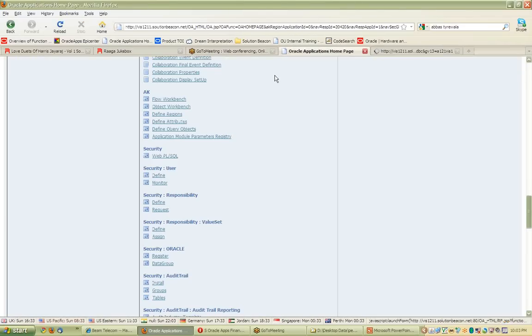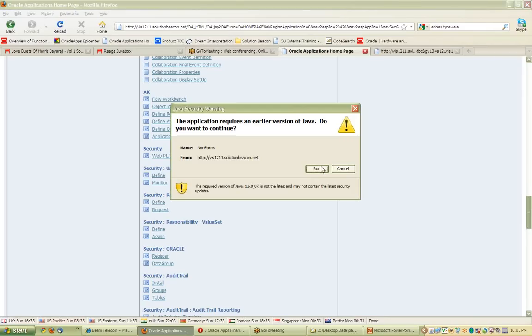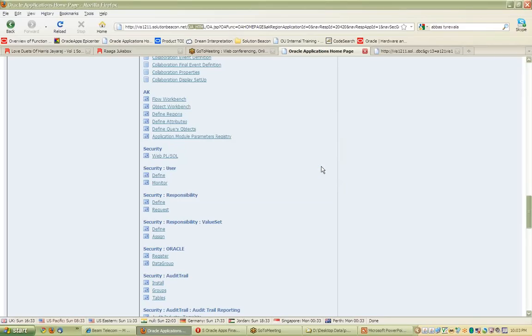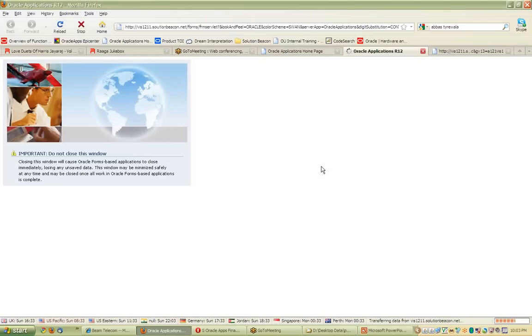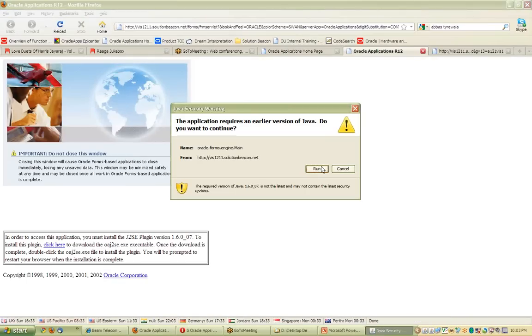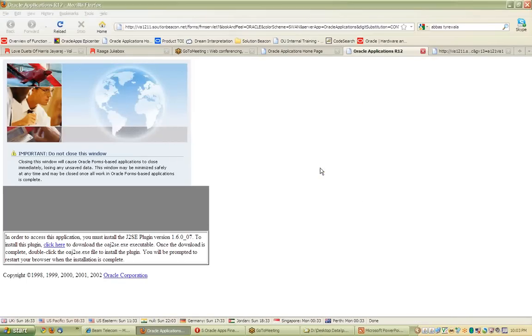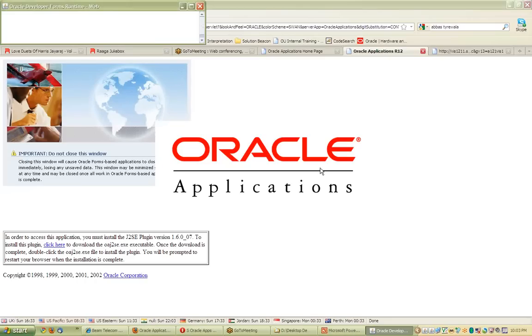See, this one is an OA page. You're aware, right? OA HTML page, and this one is a Java form. Till 11i, there were only Java forms. They didn't have OA pages. From release 12, you have OA pages and Java forms. When you go to Fusion, you don't have any Java forms. You only have OA pages.